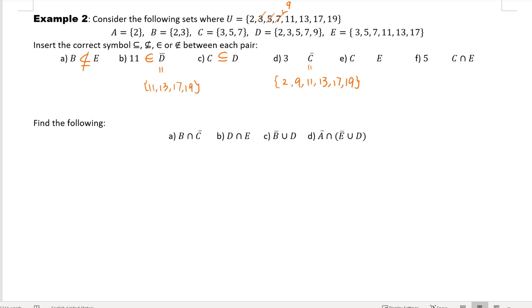Is 3 in C complement? No. So it does not belong to. C and E. So E also has those elements, right? So that's why C is a subset of E.